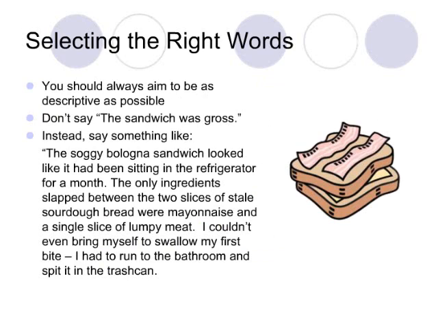In order to make your writing as effective as possible, you must choose the right words. For starters, you should aim to be as descriptive as possible. Don't say, "The sandwich was gross." Instead, say something like, "The soggy bologna sandwich looked like it had been sitting in the refrigerator for a month. The only ingredients slapped between the 2 slices of stale sourdough bread were mayonnaise and a single slice of lumpy meat. I couldn't even bring myself to swallow my first bite. I had to run to the bathroom and spit it in the trash can."